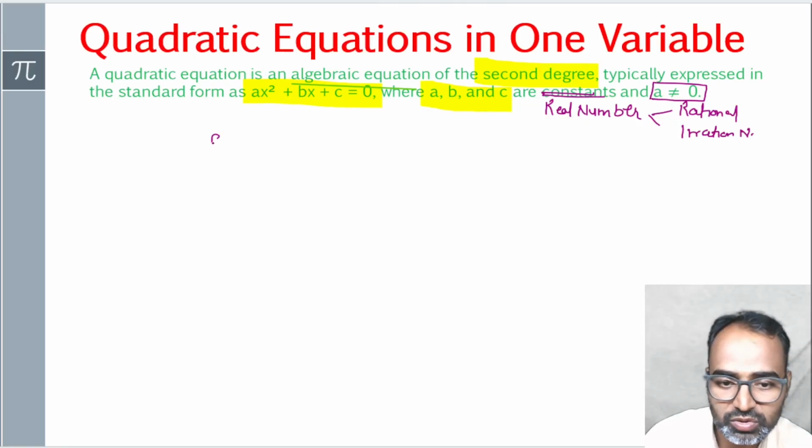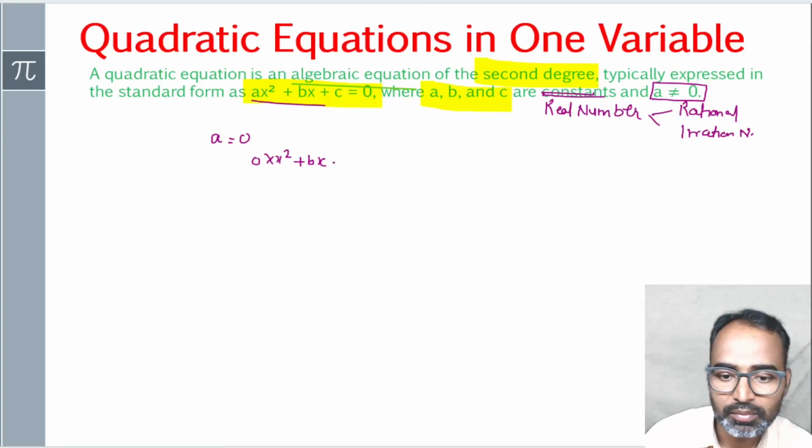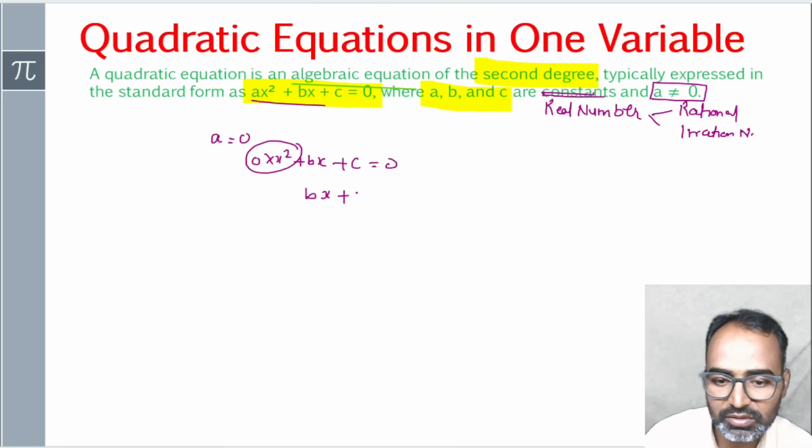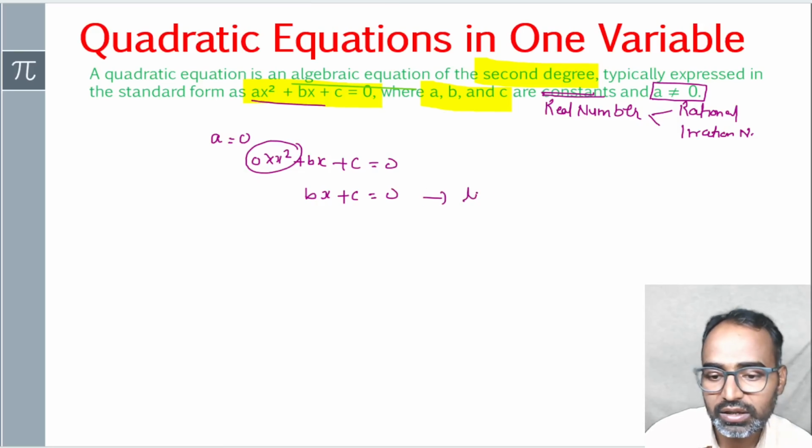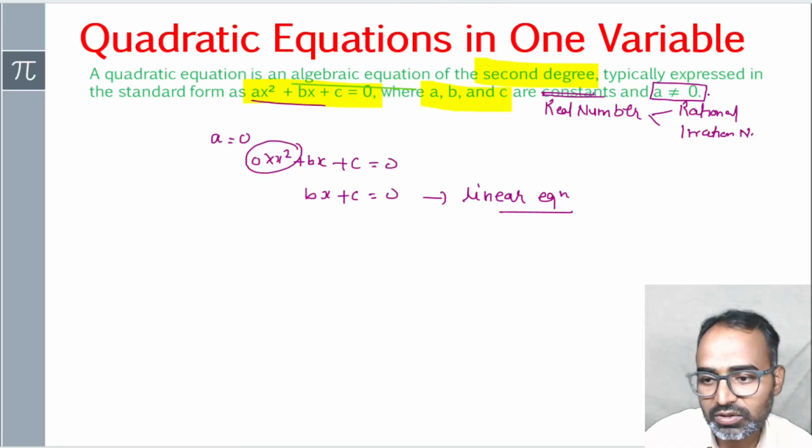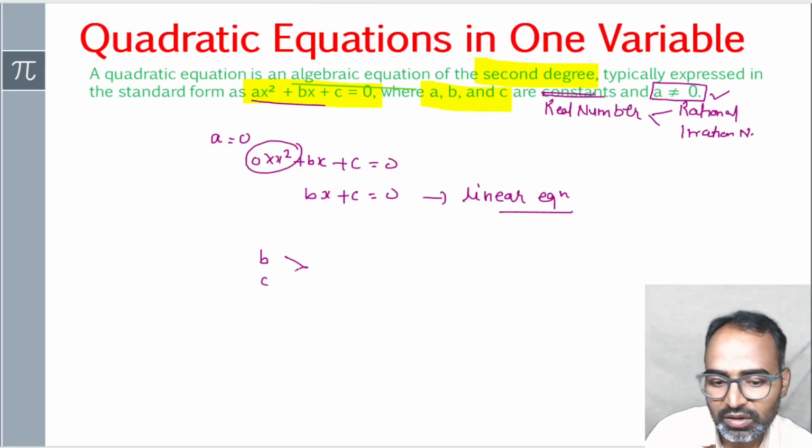Why a should not be equal to 0? Because if a is equal to 0, then in the standard form we can see 0 into x square plus bx plus c equals to 0, then the first term will be 0 and the remaining portion will be bx plus c equals to 0, and it would be a linear equation. So this condition is very important, that a should not be equal to 0. And what about b and c? They may be 0, or we can say any real number.